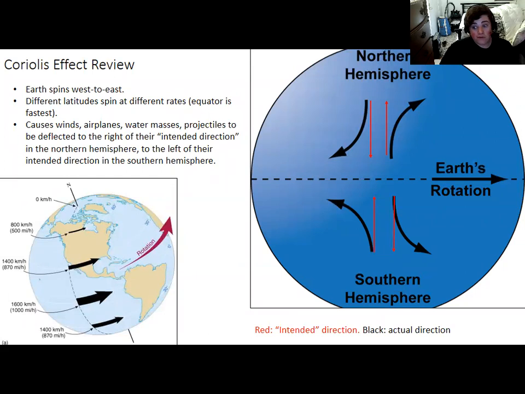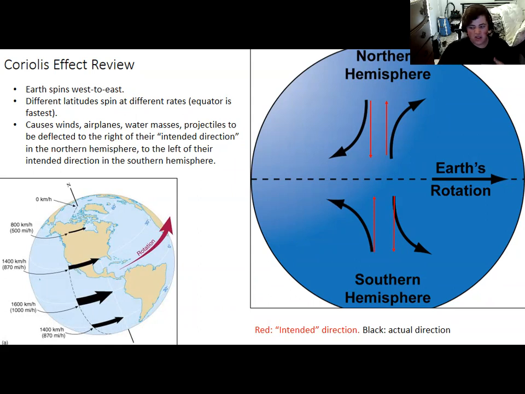And as for a quick review of the Coriolis effect, I find that what you need to remember is that the equator spins fastest and the North Pole and the South Pole spin slowest. And an air mass or an airplane or a water mass or a projectile that is traveling fast enough, either to the north or to the south, will experience the Coriolis effect as it travels from one latitude to the next, because different latitudes spin at different rates.